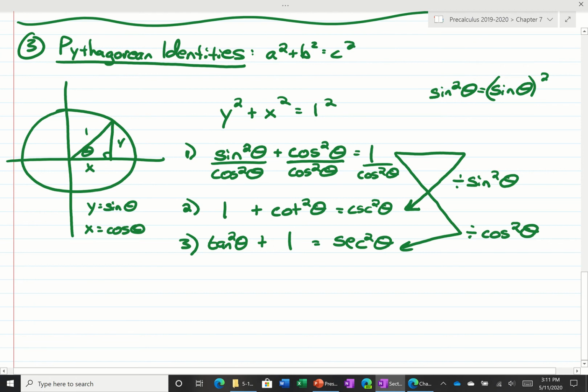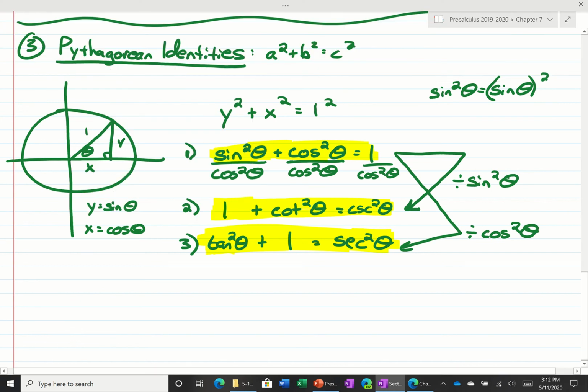Now most people memorize them, but if you were to stop me in the hall and say, hey, Mr. O, quick, 1 plus cotangent squared of theta is equal to what? I'm not going to know what it is. I'm going to take sine squared plus cosine squared is 1, and divide that by sine squared and cosine squared to get these other 2 formulas. But those are your Pythagorean identities.